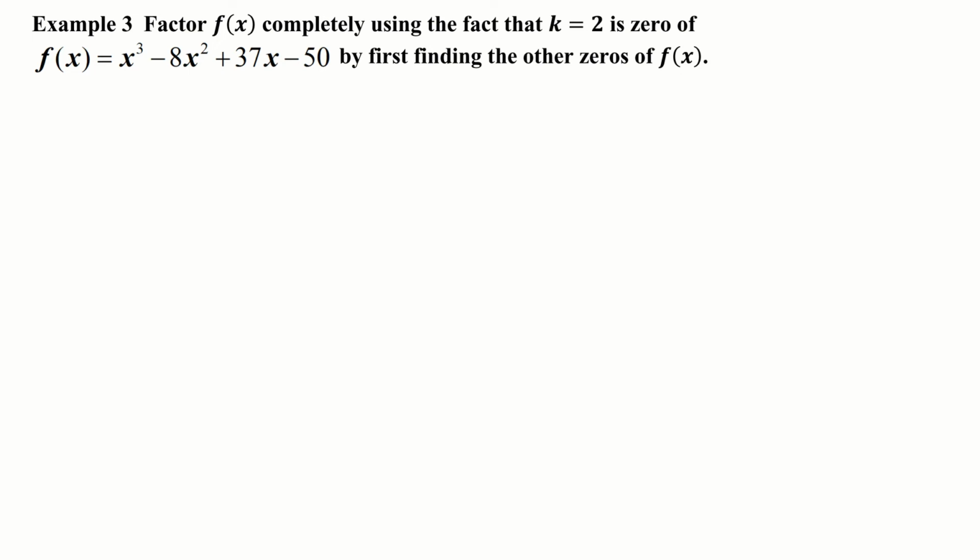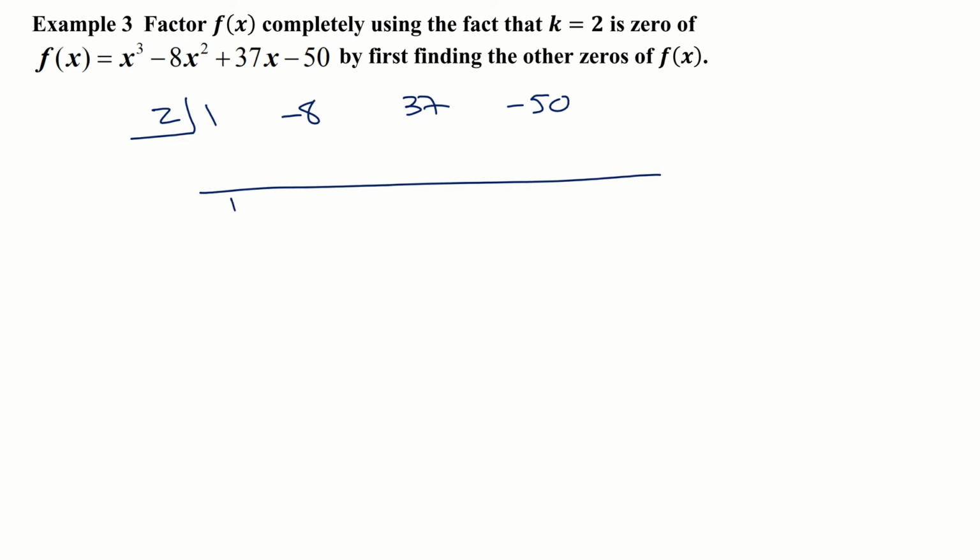Okay, so we know that we're going to be trying to factor this cubic polynomial by knowing the fact that 2 is a zero of it, right? So we start with going ahead and dividing by x minus 2 to see what quotient remains. So here our coefficients, we notice that the polynomial is in descending order and it has no missing terms. So 1, negative 8, 37, negative 50.